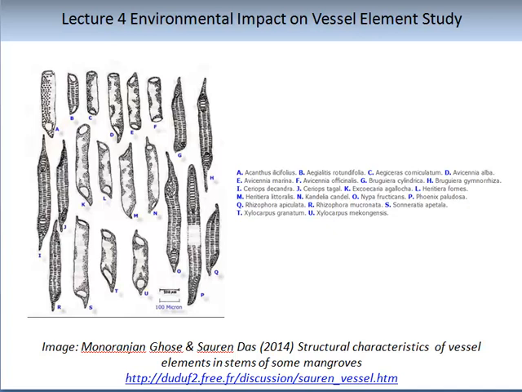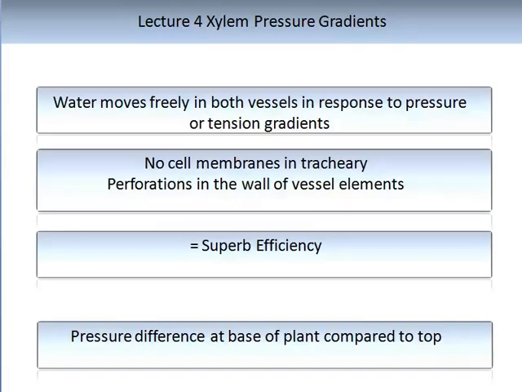The vessel element of the species Rhizophora and Palmae, which are shown on the figure, have scalariform perforation plates, while the others show simple plates. Xylem pressure gradients are important functional components of the xylem. In the xylem vessels, water moves freely in response to pressure or tension gradients that exist up and down the plant.